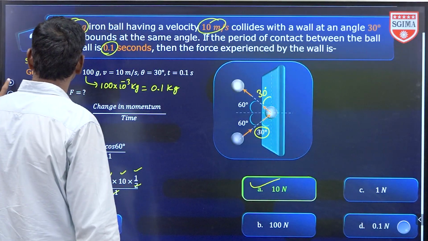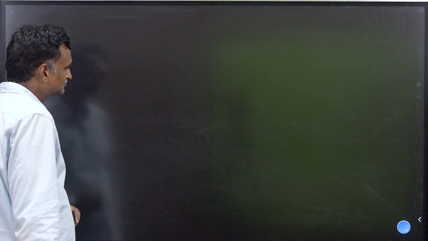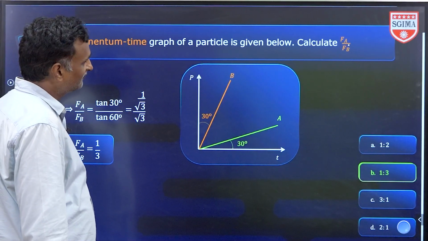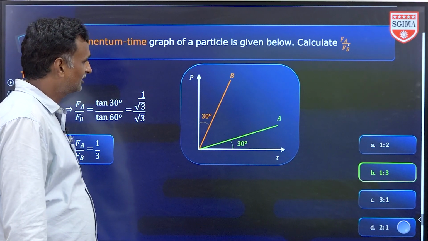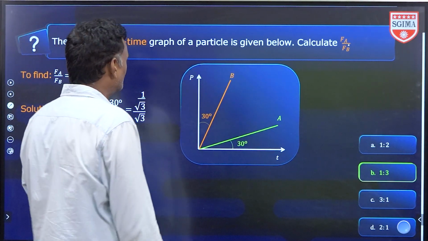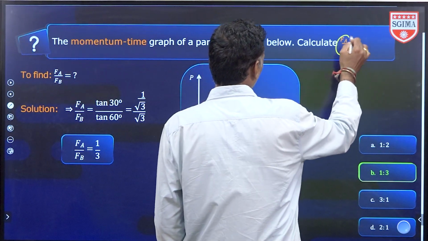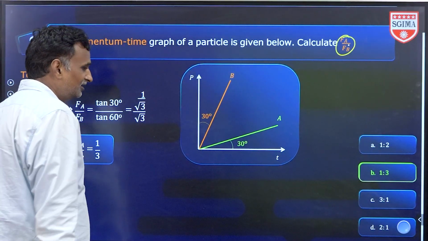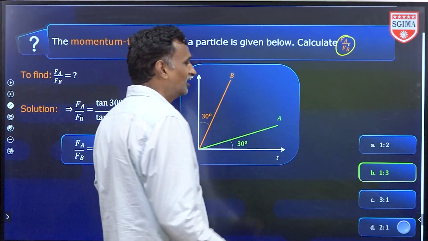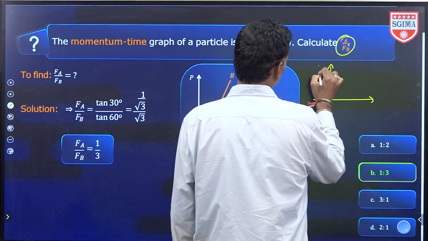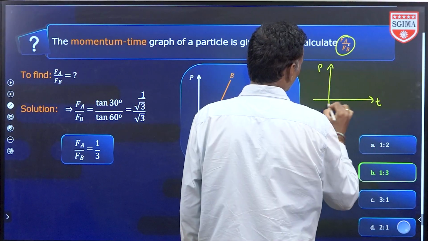Next, the momentum-time graph of a particle is given below, and calculate FA by FB. Here they are asking to find the ratio of FA by FB. Generally, how do we get FA by FB from the graph of momentum and time? Let us see. Momentum and time are given.